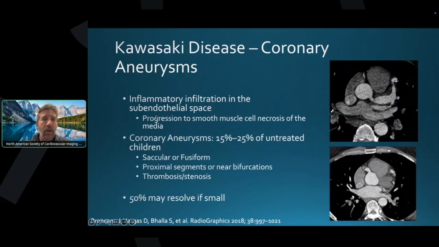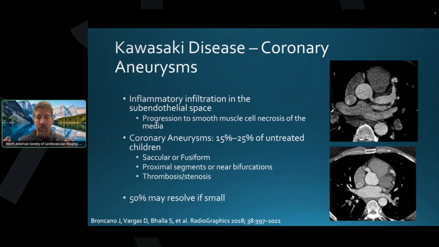There is inflammatory infiltration in the subendothelial space and smooth muscle cell necrosis, as happens with these vasculitides. As I said, not every patient will develop aneurysms. In fact, of those untreated, 15 to 25% will go on to develop these aneurysms. These aneurysms can be saccular or fusiform, but typically in the proximal segments and near the bifurcation of these vessels. So left main, proximal LAD, origin of the first diagonal, proximal circumflex, etc.